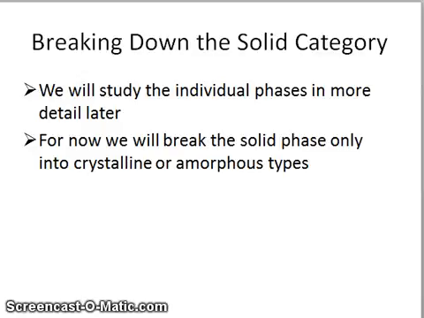In later chapters, we will come back and look at the properties of each phase in more detail. But for now, we will break solids down into two types as seen in the last slide. For those solids that form crystals, think salt, sugar, ice, etc. And for those where there is not a crystalline shape, think soot.